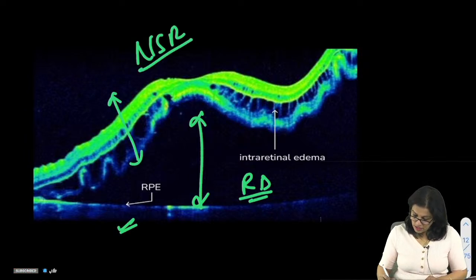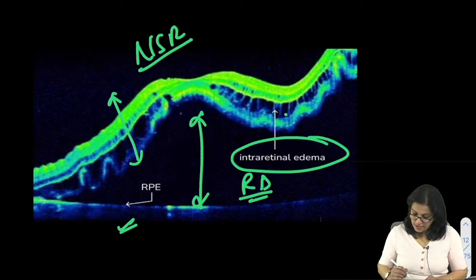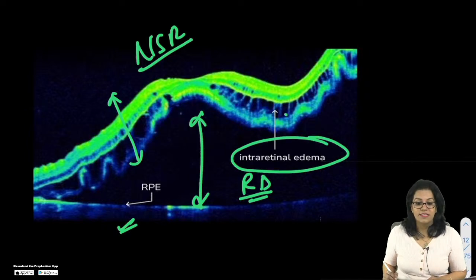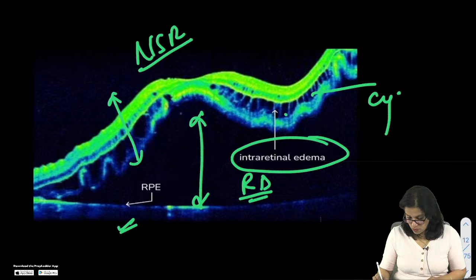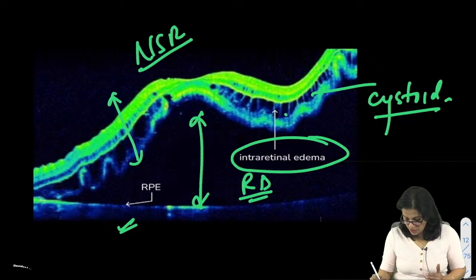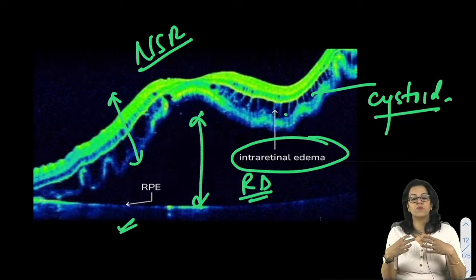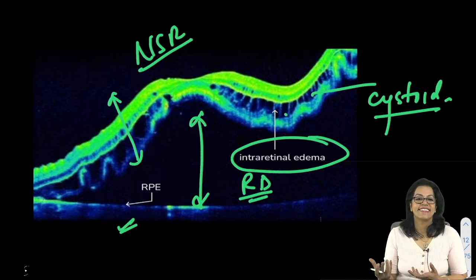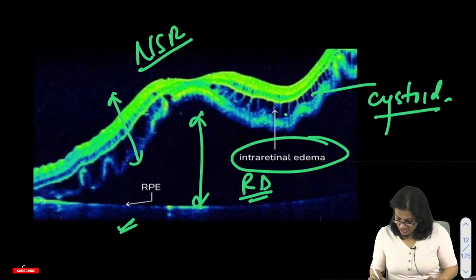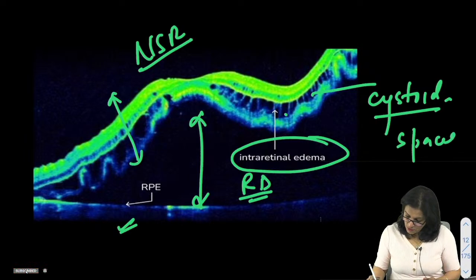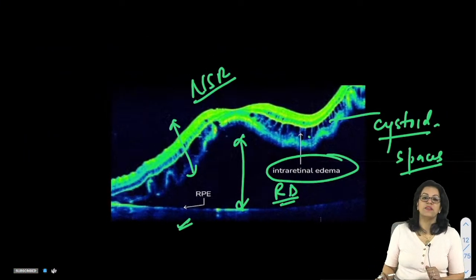And what do you see? We see cystoid spaces here. Intraretinal edema. These are cystoid spaces. So you see retinal detachment with cystoid spaces, that means intraretinal edema. If it had been in the macular area, we would call it cystoid macular edema. Ye kya tha na? Okay. So this was the OCT of retinal detachment that you will look at.